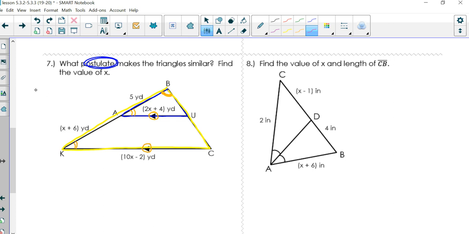So what postulate makes the triangles similar? It would be angle-angle similarity. And because they're similar, I can set up a proportion. Okay, and this is pretty similar to the one that we just went through.